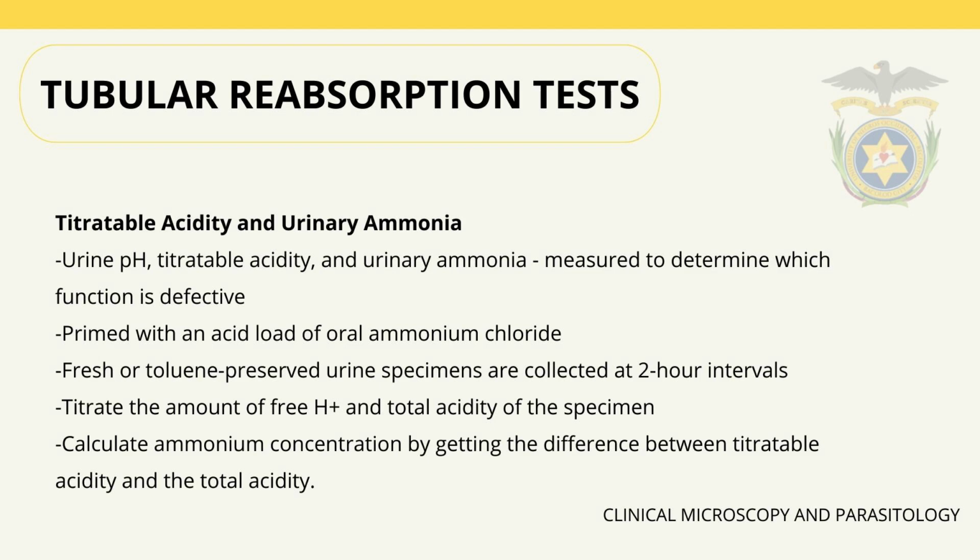The patient is primed with an acid load of oral ammonium chloride, and fresh or toluene preserved urine specimens are collected at 2-hour intervals. Titrate the amount of free hydrogen and total acidity of the specimen. Calculate ammonium concentration by getting the difference between titratable acidity and the total acidity.